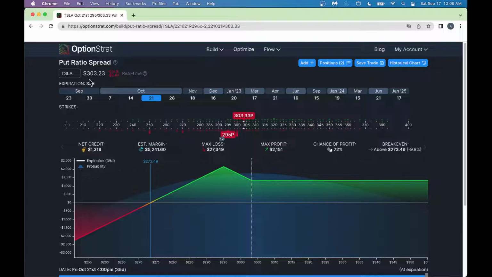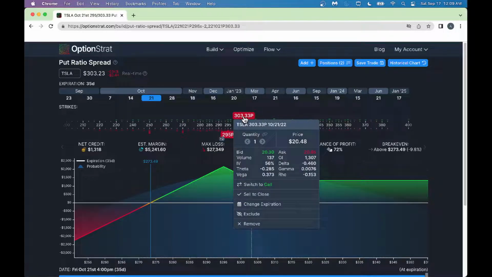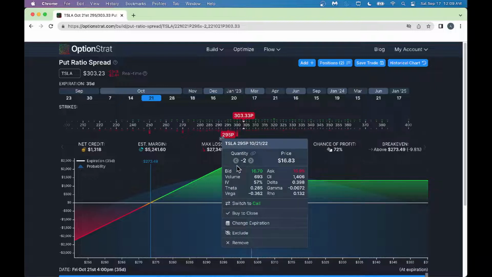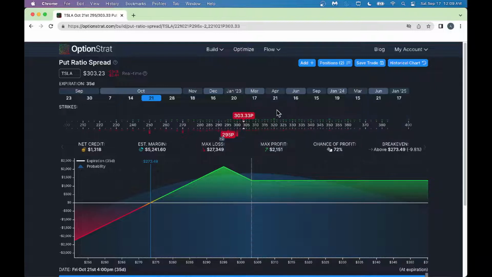It's suggested by OptionStrat. It's saying you can do 303 here. That's the put option that you're buying, as you can see here. And it's suggested you can sell two put options at 295. It's a defined risk strategy. As you can see here, you'll receive a nice credit of about $1,300, and your estimated margin is 5,200, not too much. Your max loss is 27,000, mainly because you got a naked put here. That's making max loss higher.